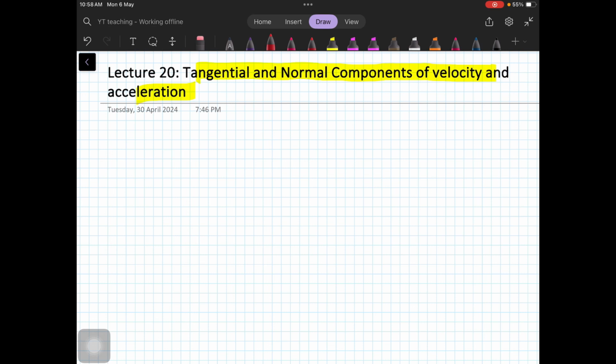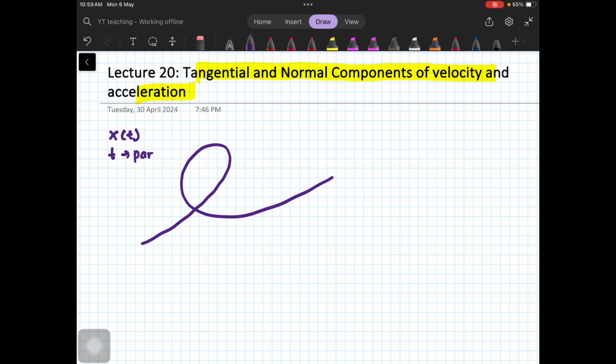In the last few videos we were talking about a particle moving in a curve, right? If a particle is in motion, then definitely it has velocity and acceleration, and both are vectors. So we would like to look at the components of those two vectors. We have a curve, and a particle which is moving along the curve x of t, where t is our parameter.